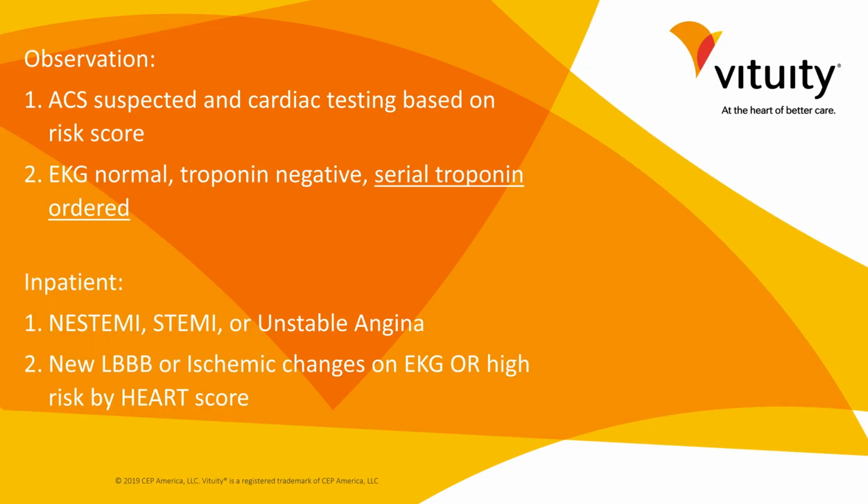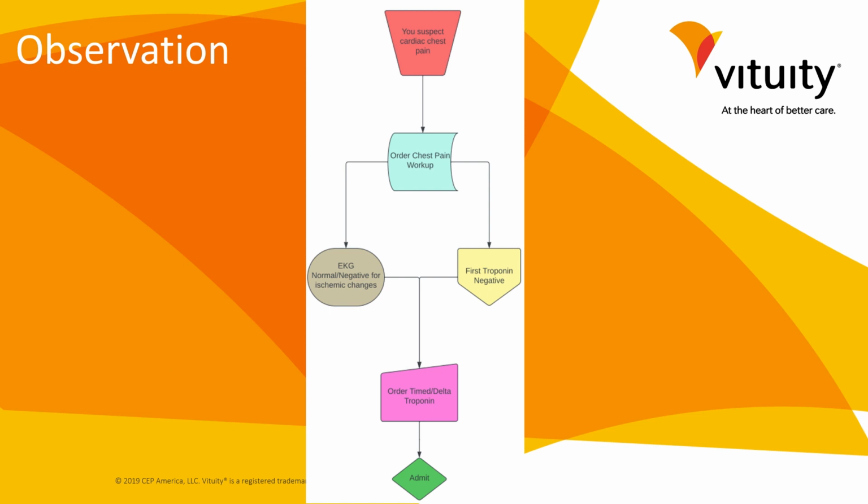And here we are, spelled out for observation and inpatient criteria. Let's take a closer look and focus on the key points. Here is a brief flowchart I've organized for observation criteria. Nothing too unexpected, I hope.